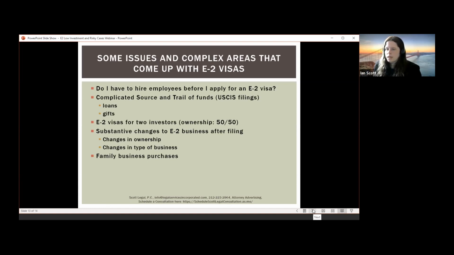Other areas that are a bit complex for E-2s are if you're purchasing a business from a family member. These types of arrangements are inherently more suspect, and you may want to get a third party or objective valuation done to show that the amount that you're purchasing the business for is really the fair market value. And the amount that you're spending should really line up with what you can see in the financials. So if the company is extremely profitable, lots of assets, and you're paying a very low amount for it, the officer may not believe that's really a substantial amount. So you really want to have proof that this is an objective fair market value for the business that you're spending.